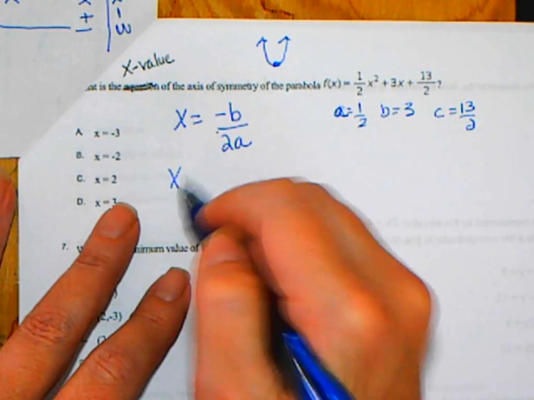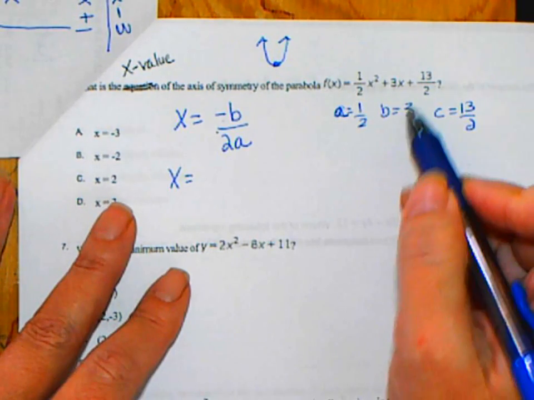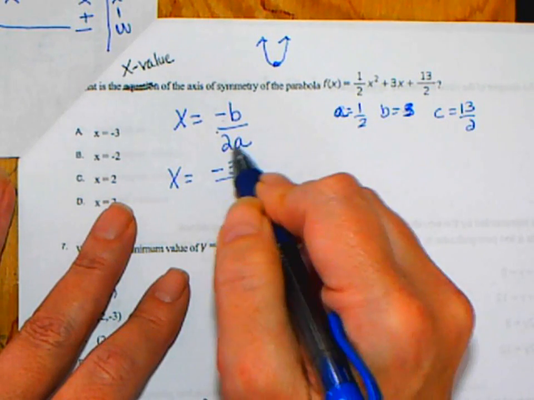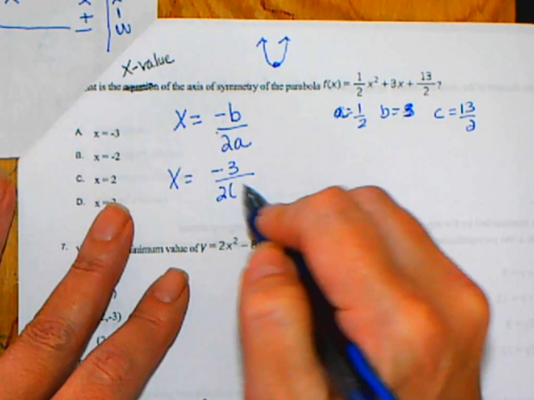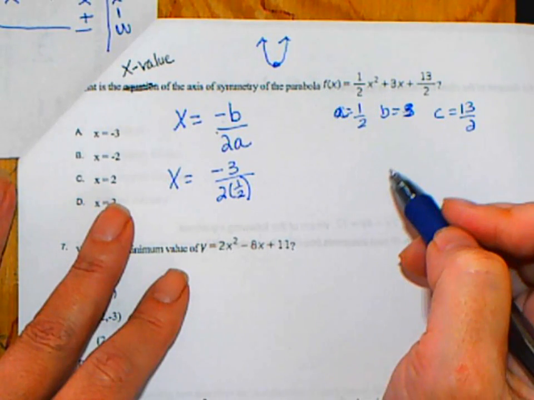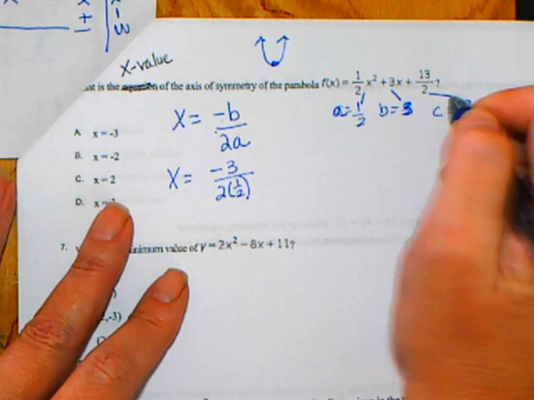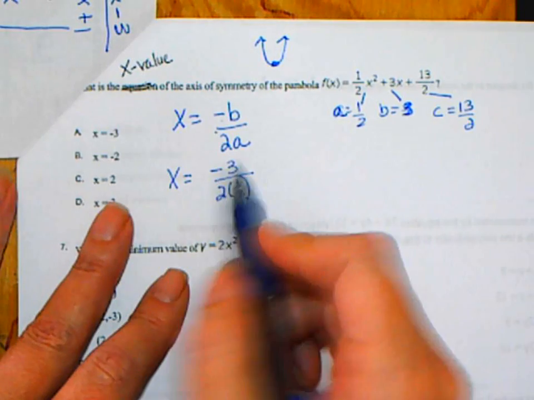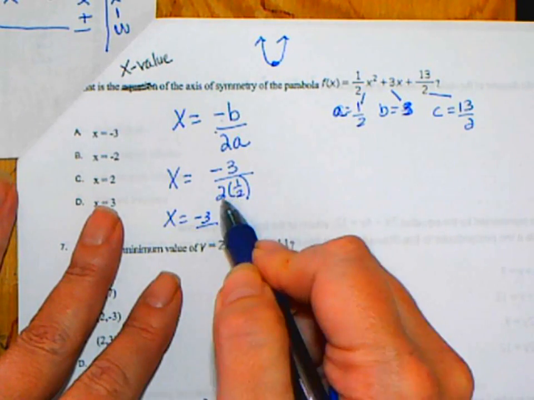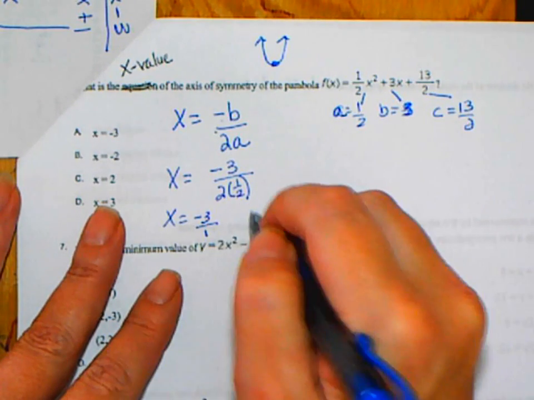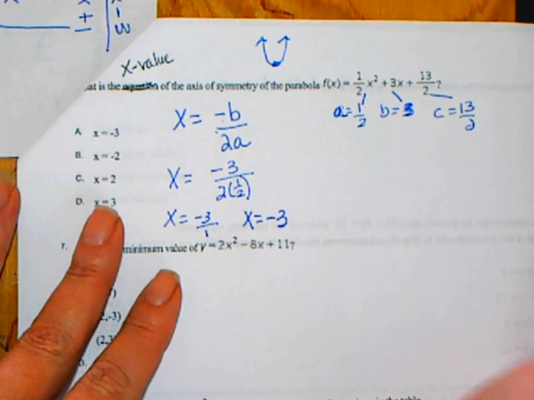So to find x, I do opposite of b, which if b was positive 3, the opposite of that will be negative 3 over 2 times a. So that's 2 times 1/2. So we can simplify that. x equals negative 3 over, what's 2 times 1/2? It means half of 2, which is what? 1. If you have $2 and I take half of it, now you've got $1, right? So negative 3 over 1. So the x value of my vertex is negative 3.